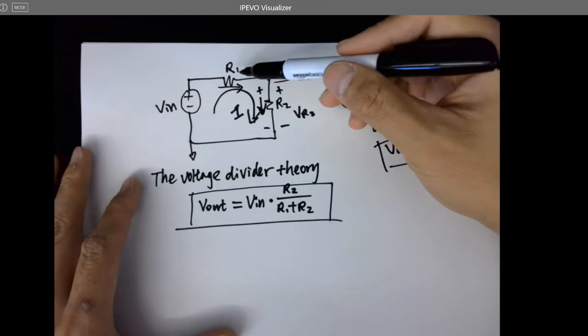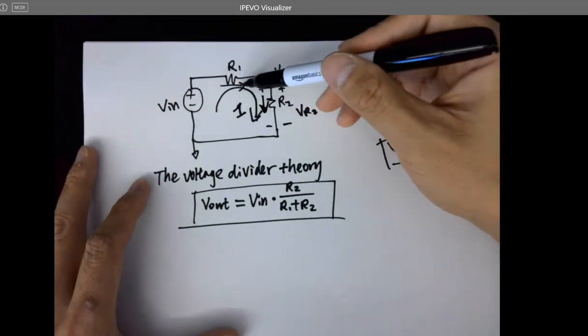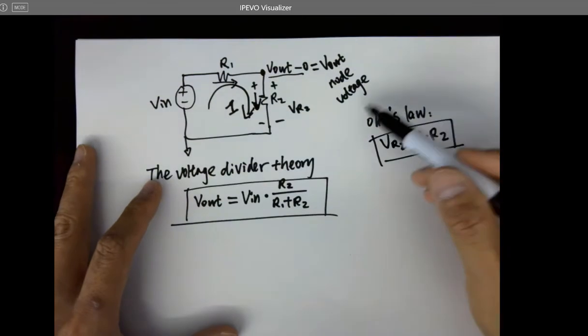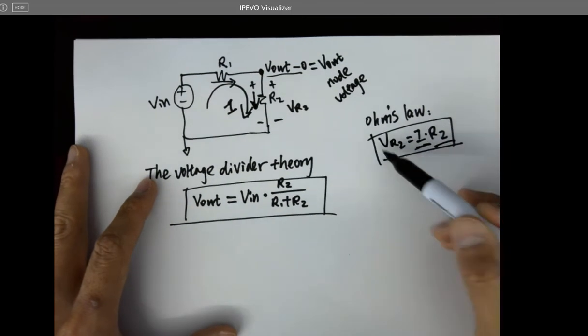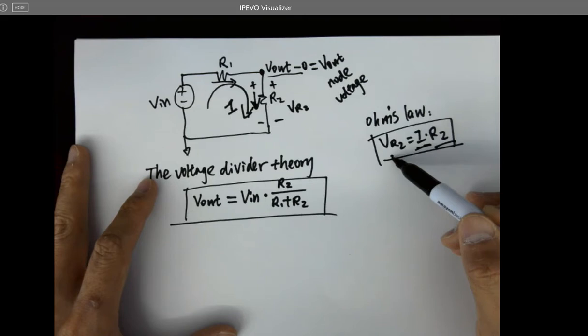So if the current flows through the resistor, according to Ohm's law, it's going to create a voltage drop.